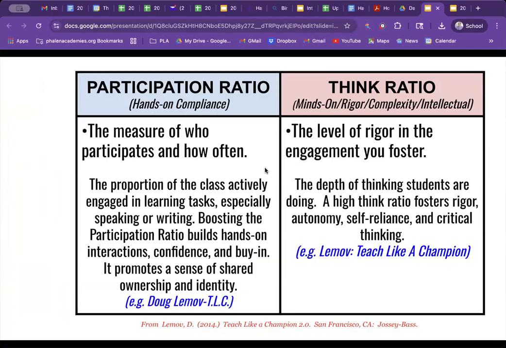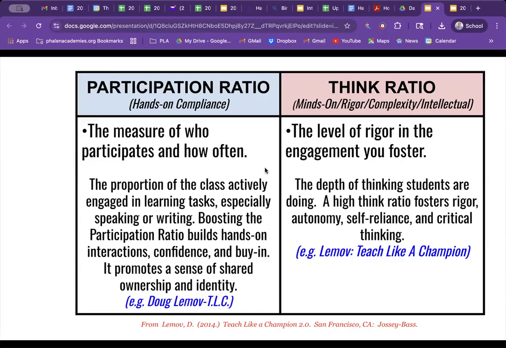Can I have someone read what it says in the box on the left? Thank you. The proportion of the class actively engaged in learning tasks, especially speaking or writing. Boosting the participation ratio builds hands-on interactions, confidence, and buy-in. It promotes a sense of shared ownership and identity. Thank you. So now let's look at the right side.